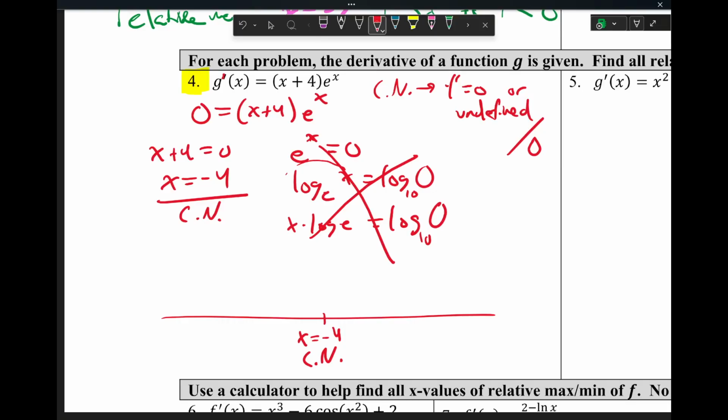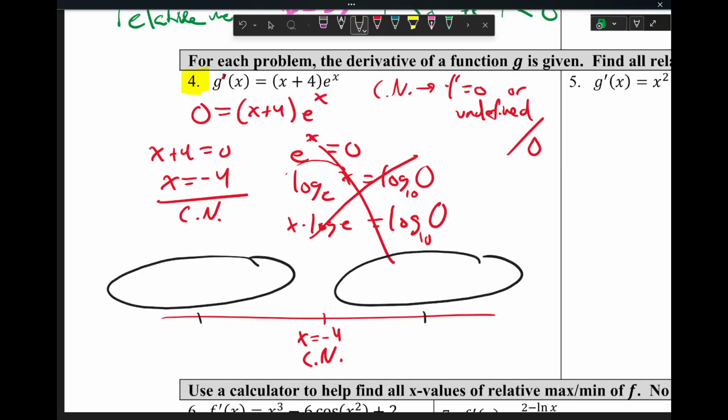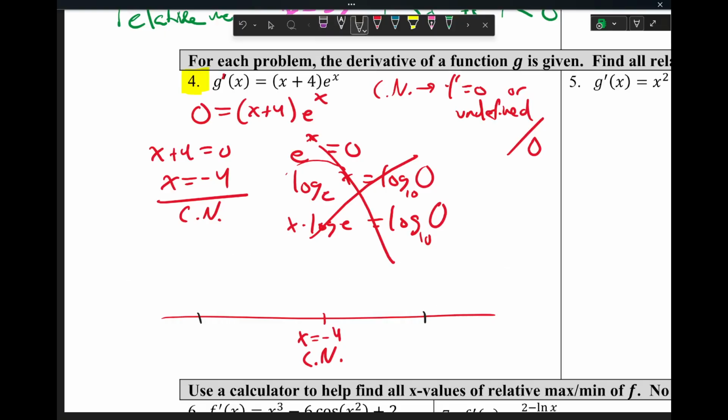So I start my little number line chart, and we always have to test around all the critical numbers. The fact that this only has 1 is kind of nice because there's less stuff to test. If I know the direction to the right and to the left, then I know the full direction, because critical numbers are the only place the graph might be changing directions. So test anything to the right of -4. I'm going to pick 0 just because 0 is easy. And make sure you plug it into the derivative. I don't care what his value is at 0, I care what his slope is at 0.